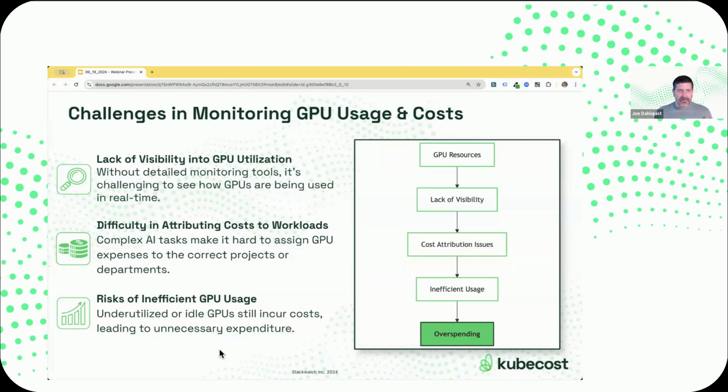So this lack of visibility and cost attribution leads to inefficiencies. And ultimately, it results in a loss of money and in some cases, an inability to compete against others that are maybe doing it more effectively and efficiently.